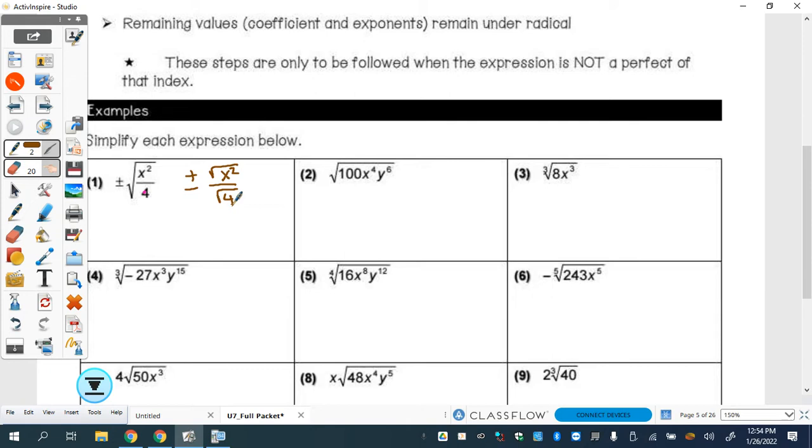We are dealing with perfect squares here because there is no index number written, so that tells me it's a square root. Is x squared a perfect square? Yes. So the square root of x squared would be x. The square root of 4 is 2. And then I have to keep bringing down that plus or minus sign that they had out in front. That's it.